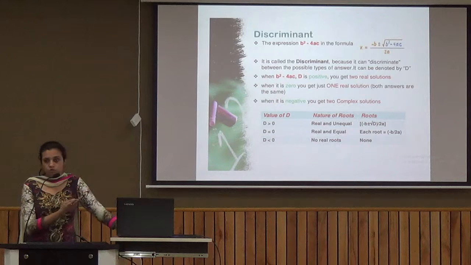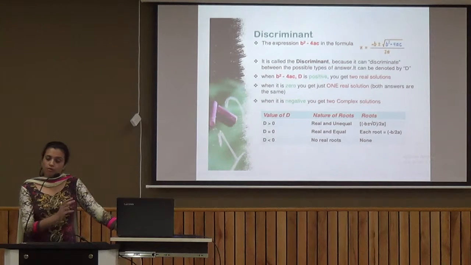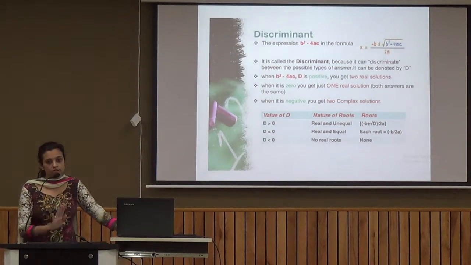See, we're going to have two solutions for x. Either they are both same or they are different, right? So, how do we get to know? When b square minus 4ac, that is d, is positive, we will definitely get two real solutions. In case it is 0, then you get both answers as same. And when it is negative, you get two complex solutions.